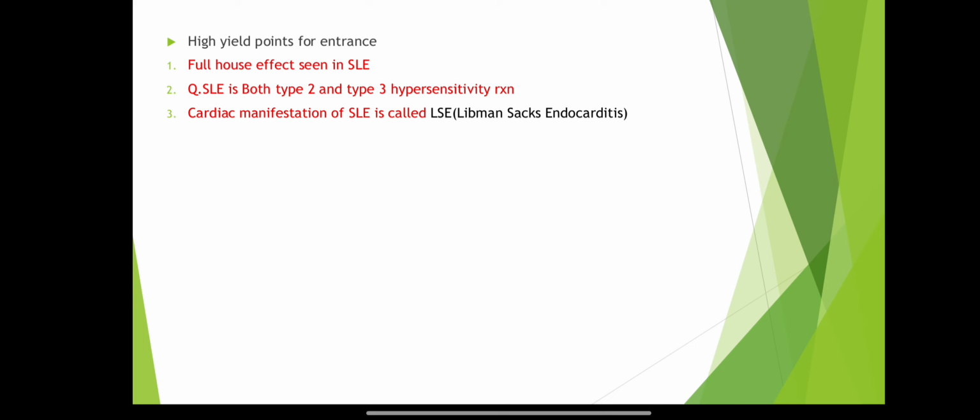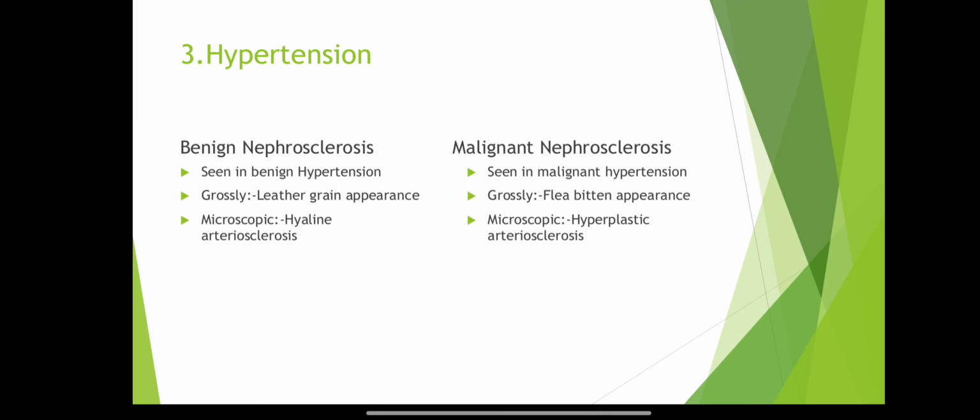Now moving to the next systemic disorder, that is hypertension. Hypertension is also known as nephrosclerosis if it affects the kidney. The blood vessels become totally hardened, that's why it is known as nephrosclerosis, and it is of two types: benign nephrosclerosis and malignant nephrosclerosis. It is based upon the blood pressure. Benign nephrosclerosis is seen in benign hypertension.